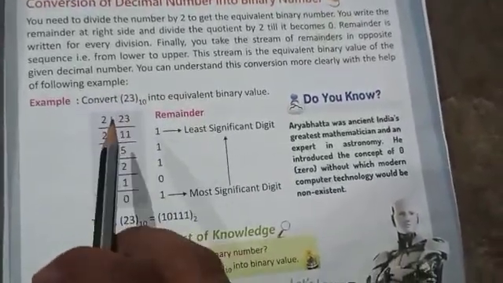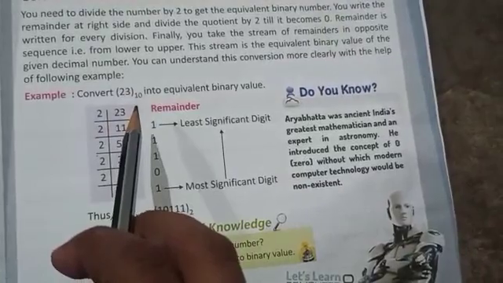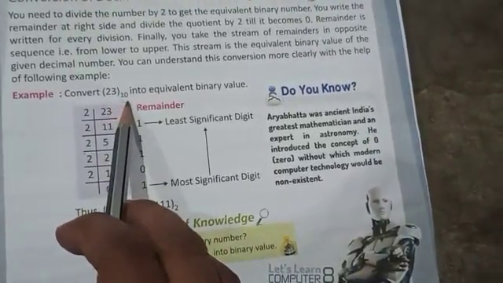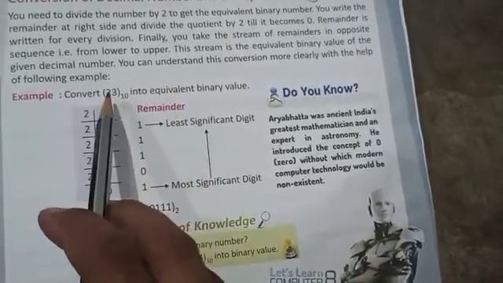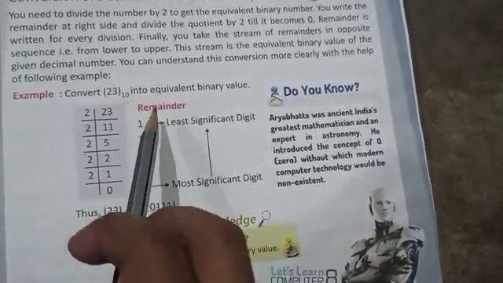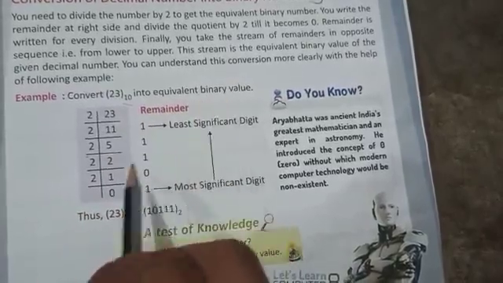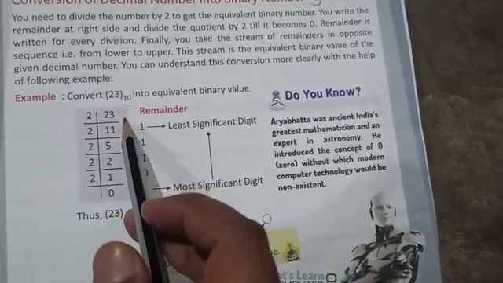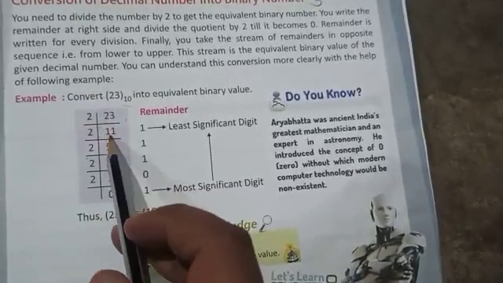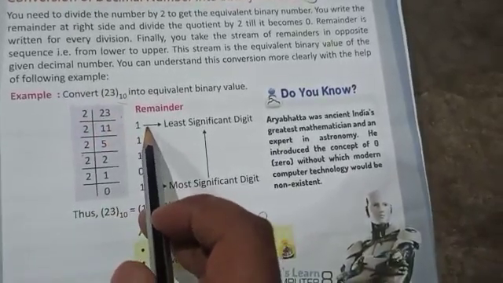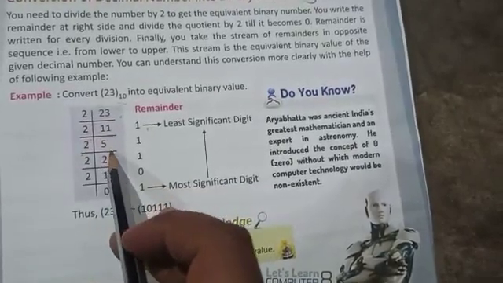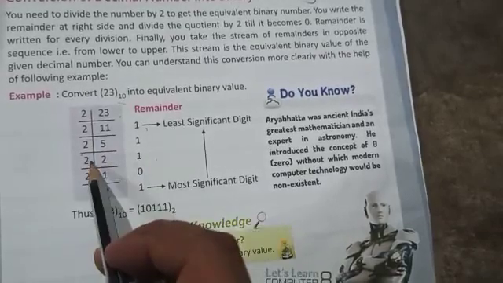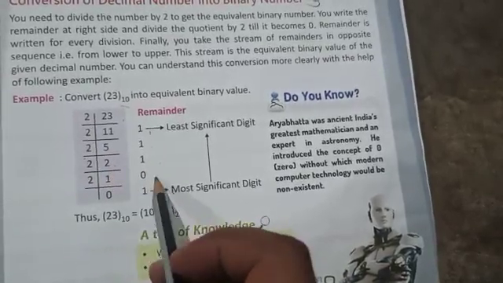Example given here: convert 23 in decimal form into the equivalent binary value. So firstly we will divide 23 by 2. 2 1s are 2, 1 left, so 1 is here. 2 5s are 10, 1 left, so 1 is here. 2 2s are 4, 1 left, so 1 is here. 2 1s are 2, nothing left, so 0 is here.